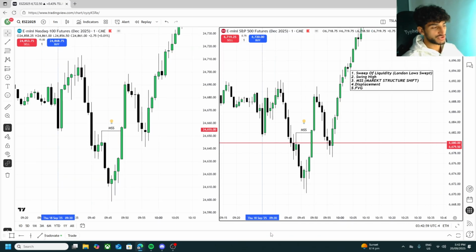So after that market structure shift and displacement to the upside, now the fifth thing I'm looking for is a fair value gap to be created.